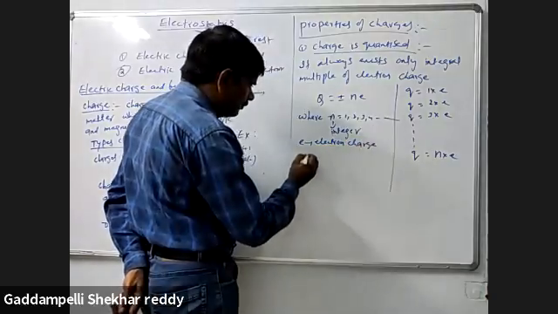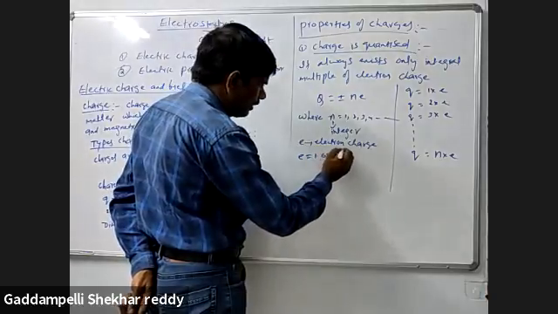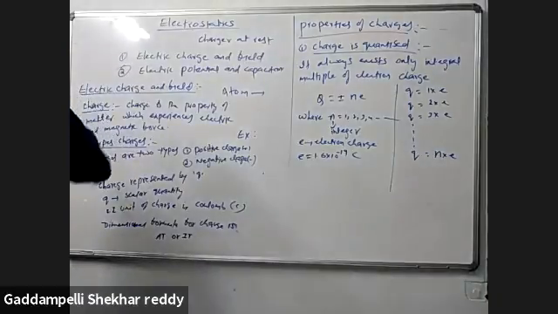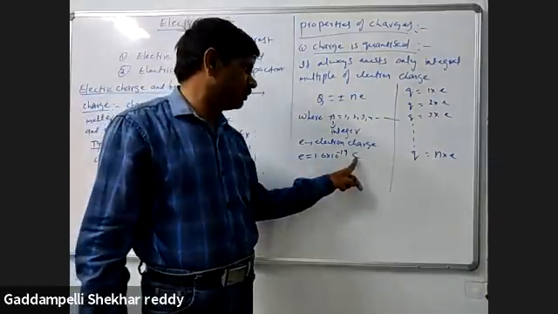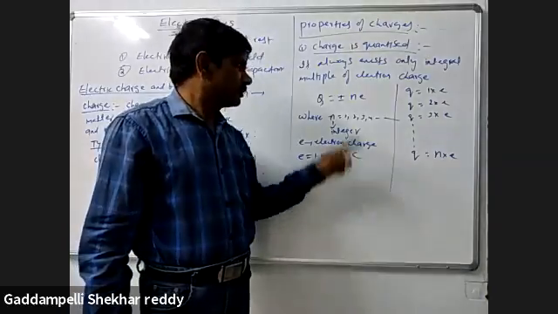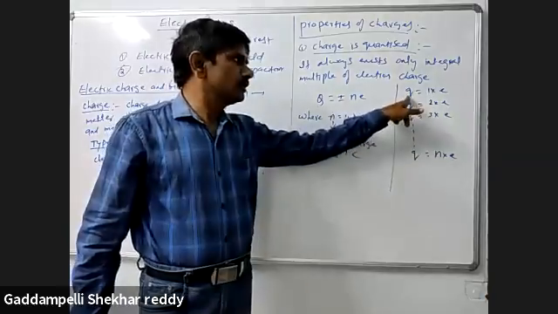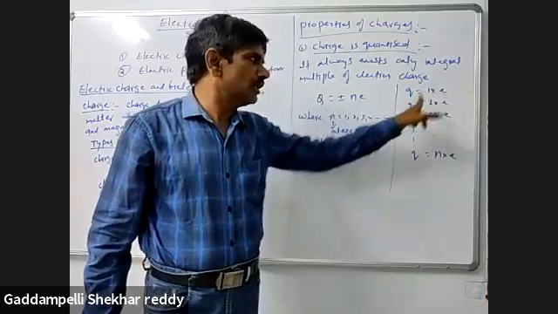Electron charge, that value is 1.6 × 10^-19 coulomb. So electron charge is a constant value. You should remember always 1.6 × 10^-19 coulomb. Suppose any neutral body loses one electron, the charge Q is equal to 1 × 1.6 × 10^-19.